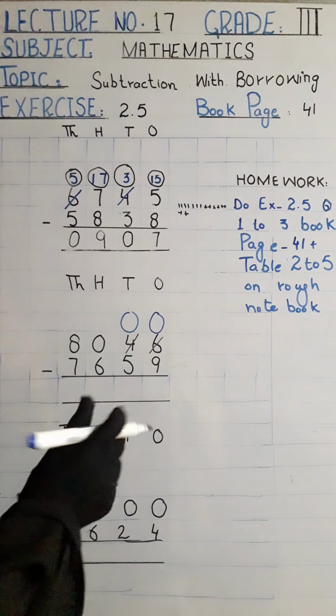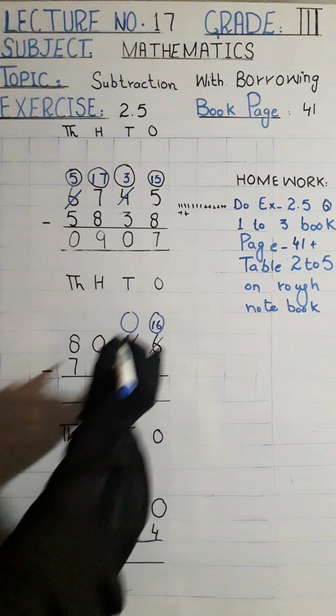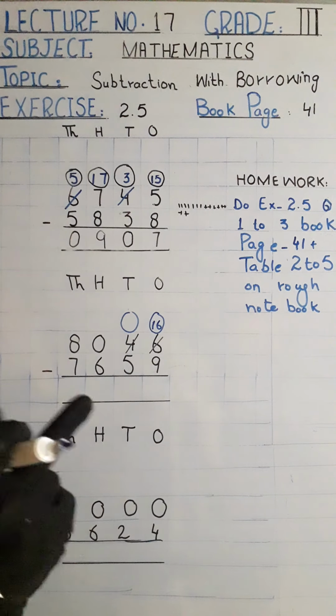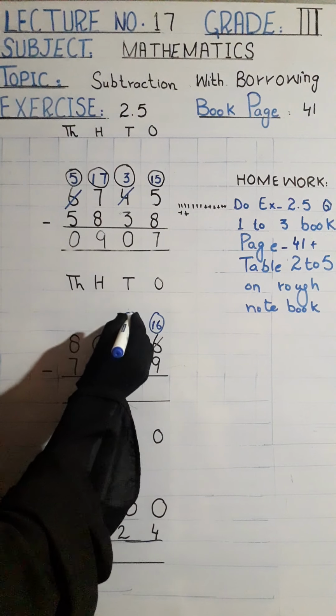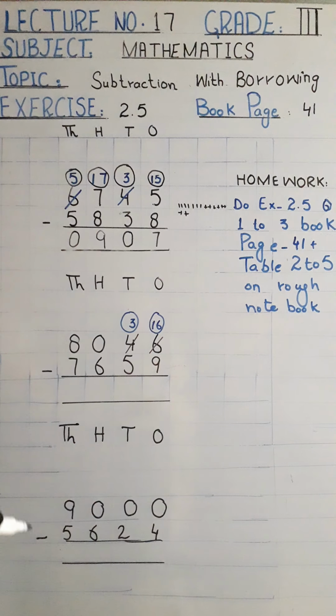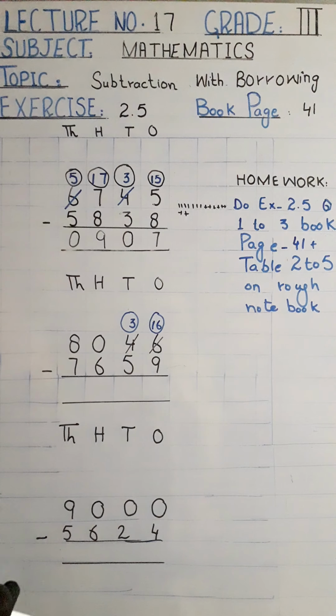We borrow 10. How much? 10. There is 6. If we borrow 10, it's total 16 ones. And here is 3 tens left, because we remove 1 from 4. We give 1 to the ones.